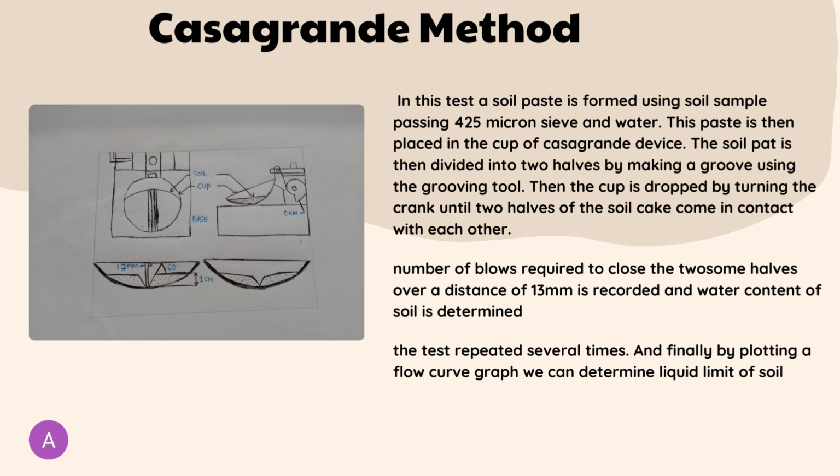Then the cup is dropped by turning the crank until the two halves of the soil cake come in contact with each other. The test is repeated by adding different amounts of water to the soil. The number of blows required to close the two halves over a distance of 30 mm is recorded and the water content of the soil is determined. And finally, by plotting a flow curve graph, we can determine the liquid limit of the soil.